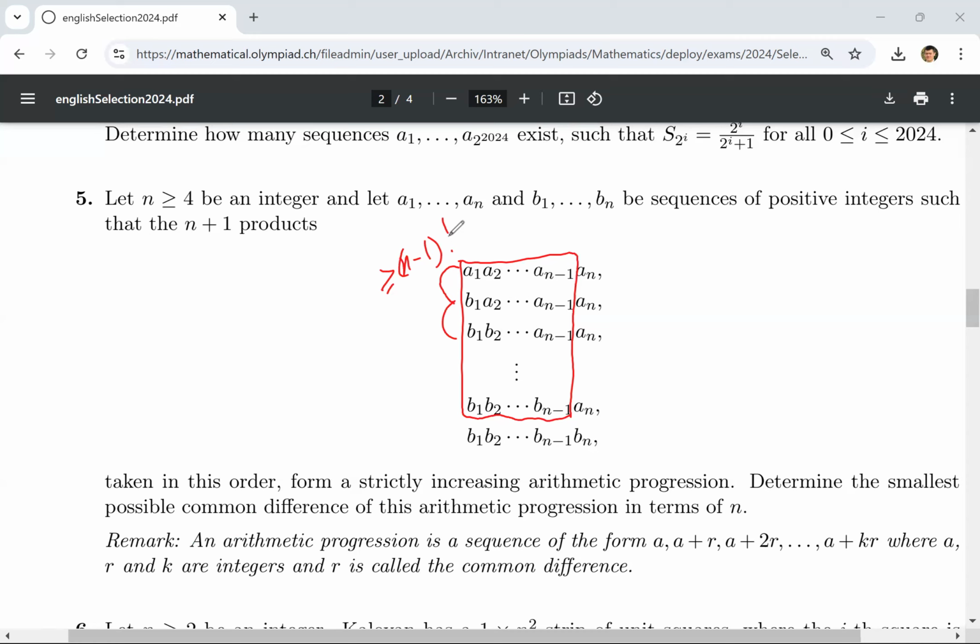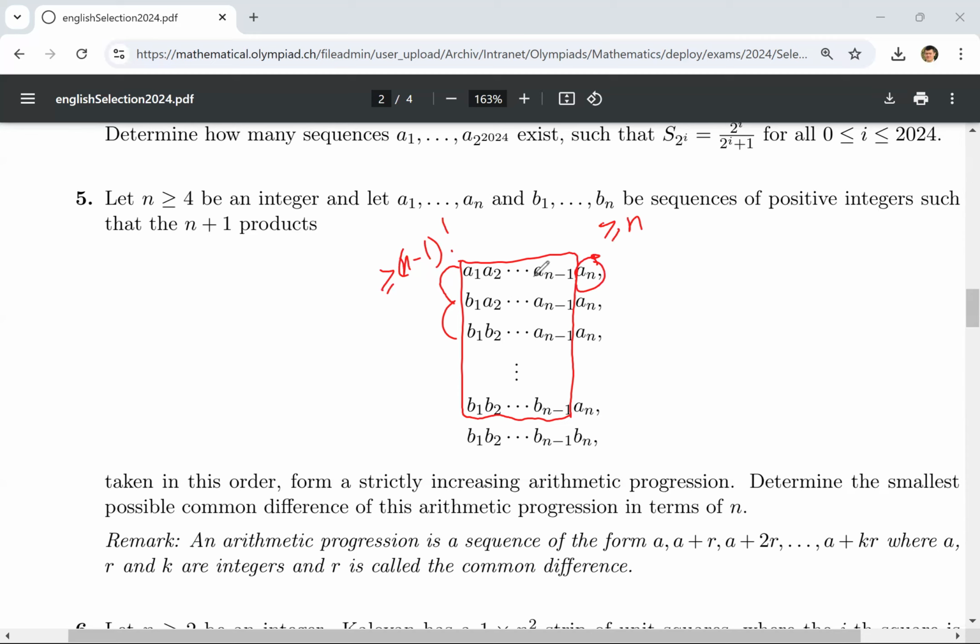So if we can show that these a_n's are at least n, then the whole thing has to be at least n factorial, right? Because the whole thing is going to be a product. This difference times a_n is the difference of the case that we want.